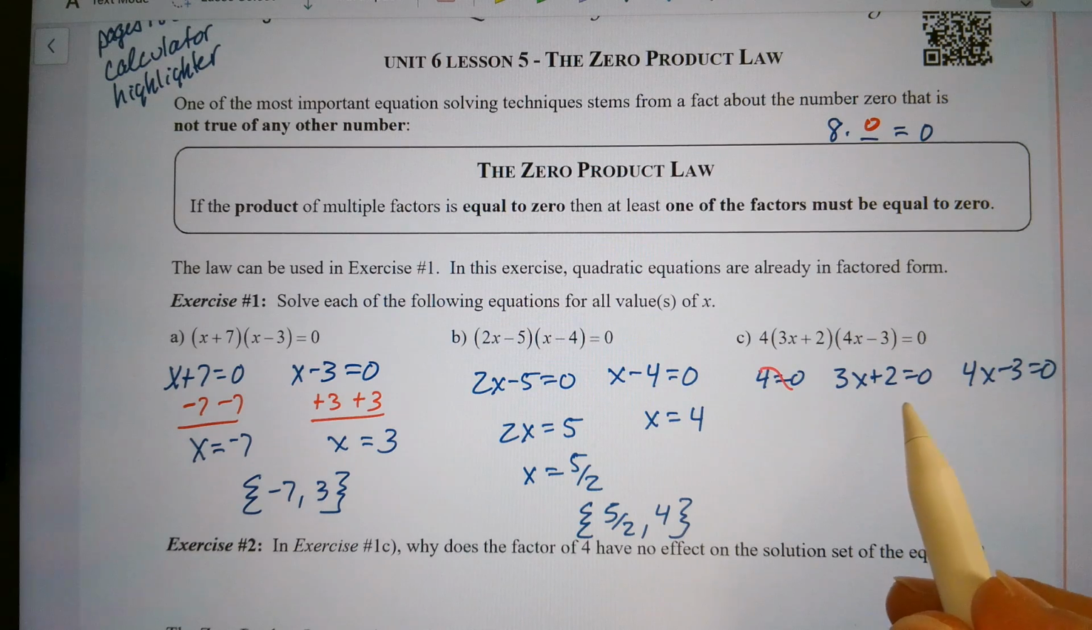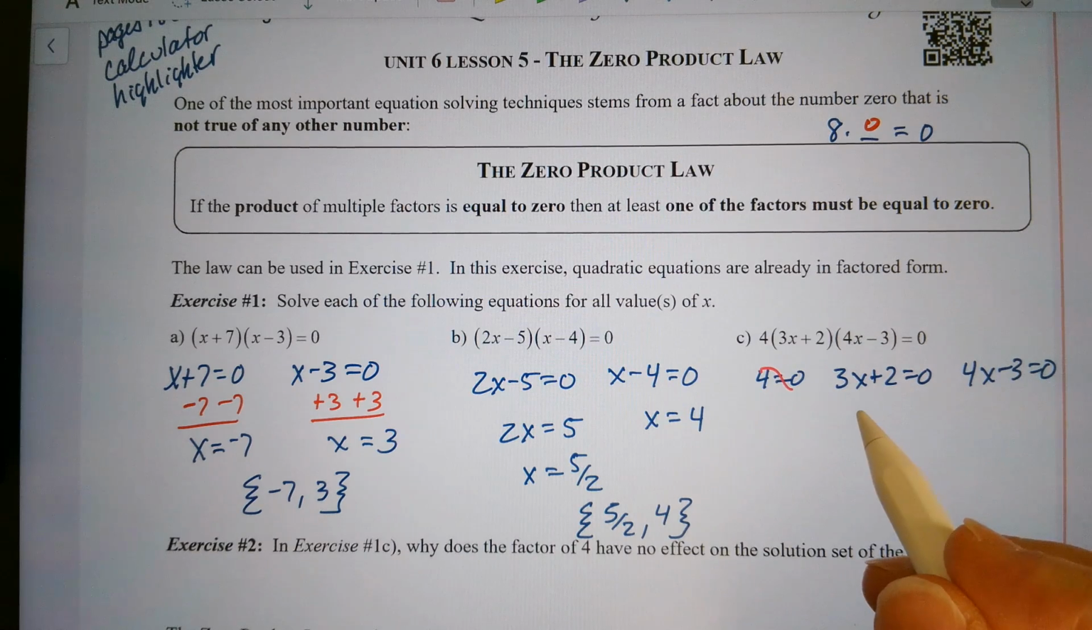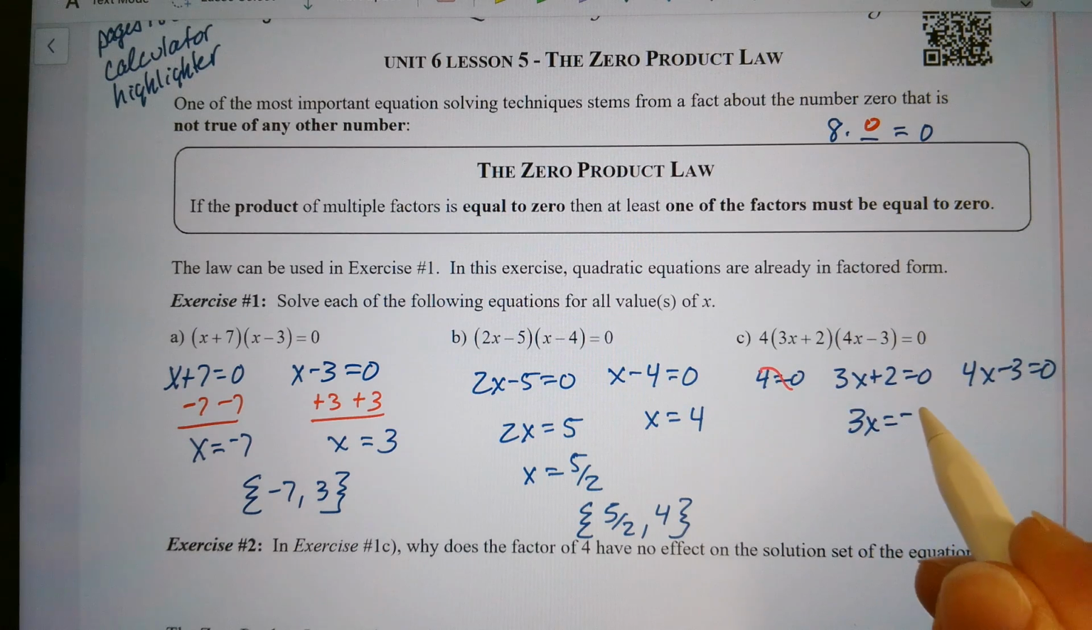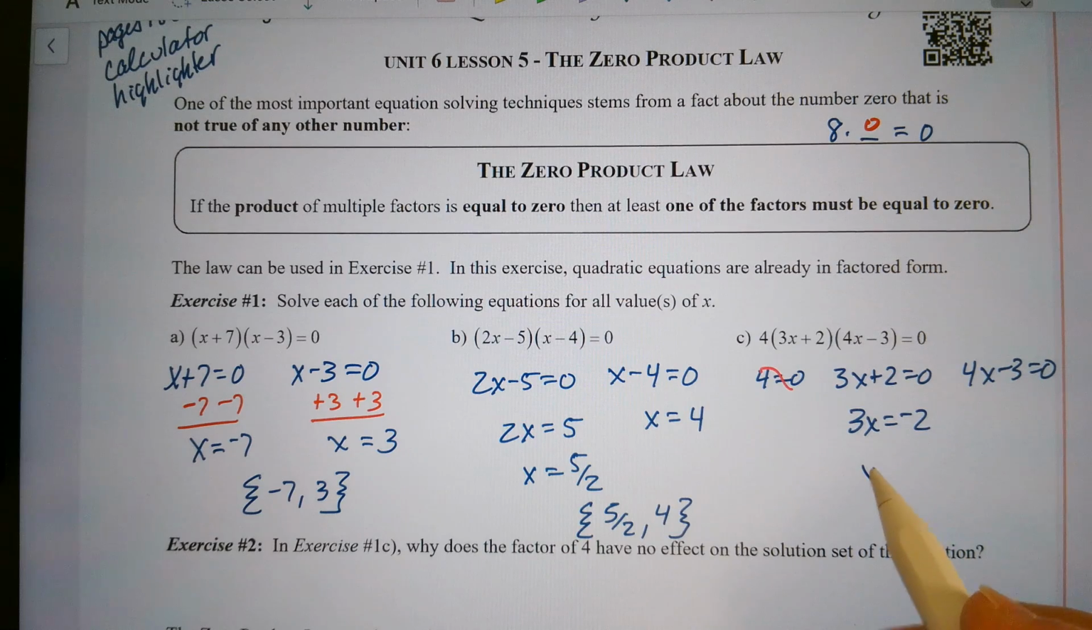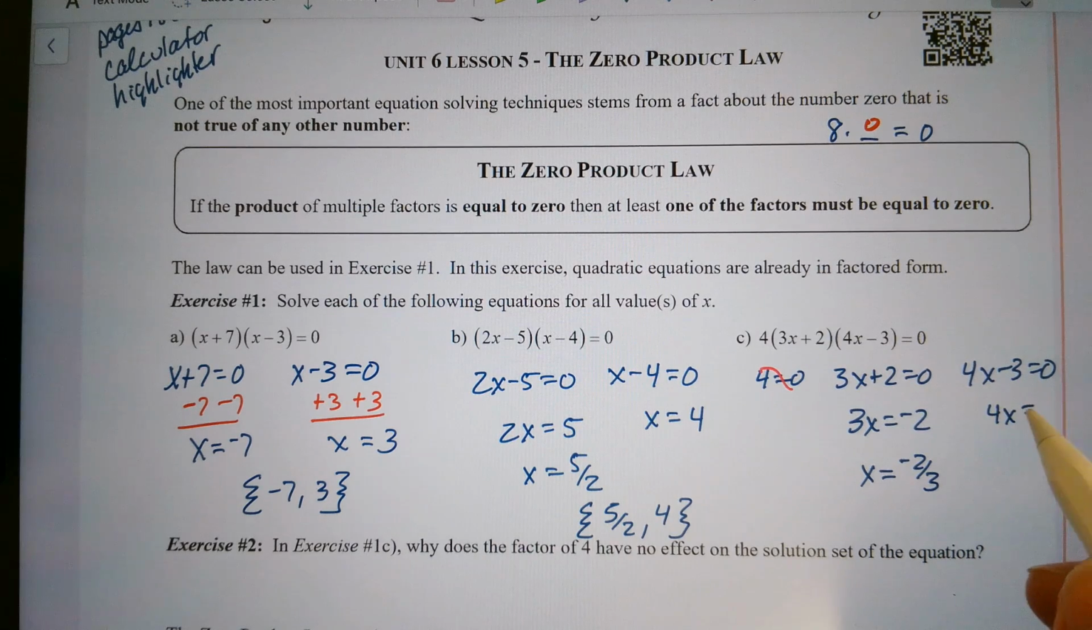Again, I'm not going to show the step. I'm going to subtract 2 from both sides. 3x equals negative 2, and then divide by 3. X equals negative 2/3. Here, add 3 to both sides, and then divide by 4. X equals 3/4. So our solution here is negative 2/3 and 3/4.